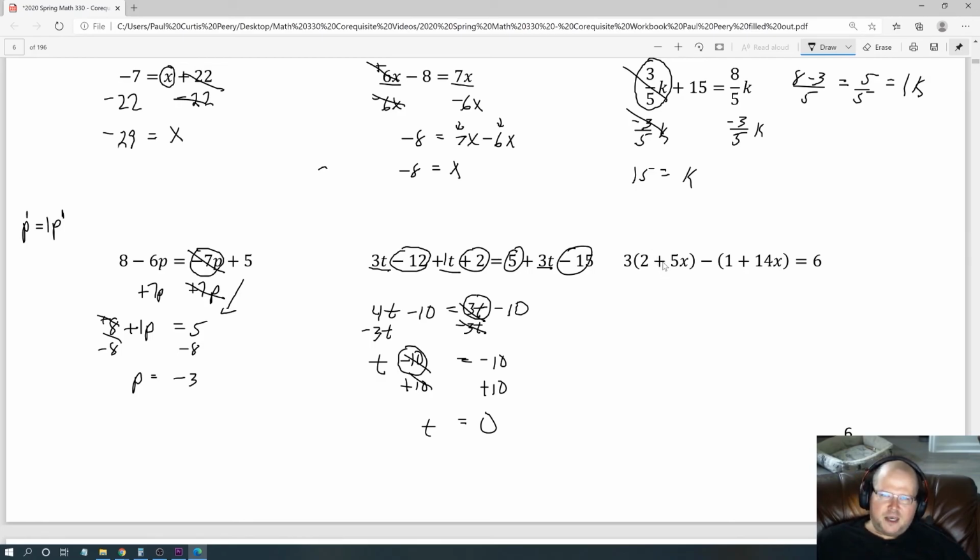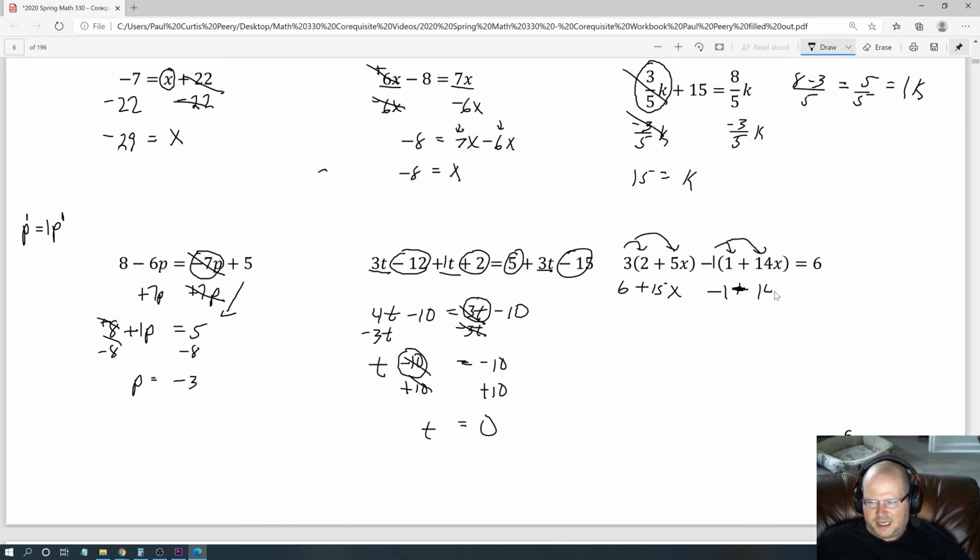Okay, now let's say we're dealing with parentheses. Well, the parentheses are going to do something like this. So you're going to have 3 times 2 is 6. You're going to multiply within the parentheses, just distribute. And then 3 times 5 is 15. And you keep the x. Then minus, you're simply going to flip. You can think of this as a negative 1 times positive 1, in which case it's a negative 1. Or you can think of it as a negative 1 times a positive 14, in which case you're going to get a negative 14x. Okay, there we go. We keep the 6.